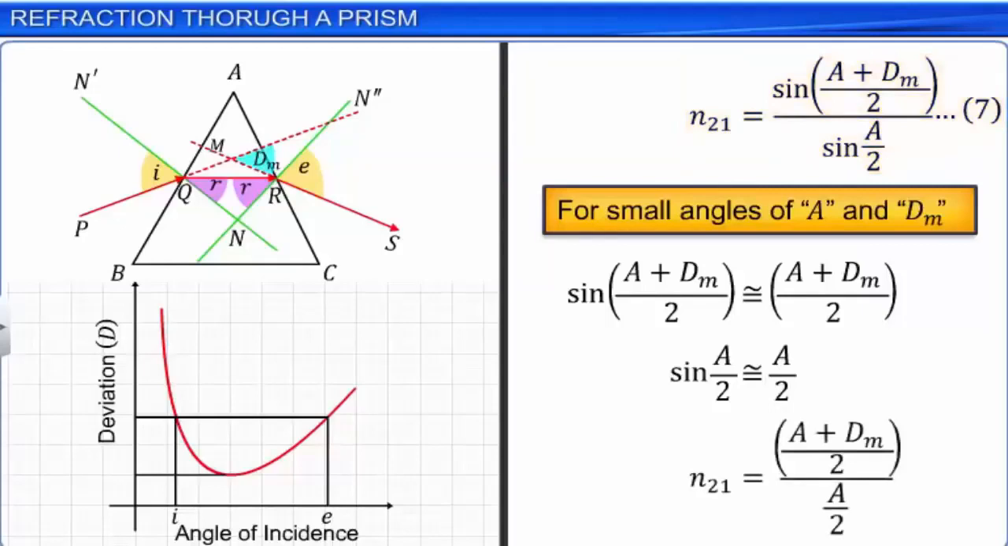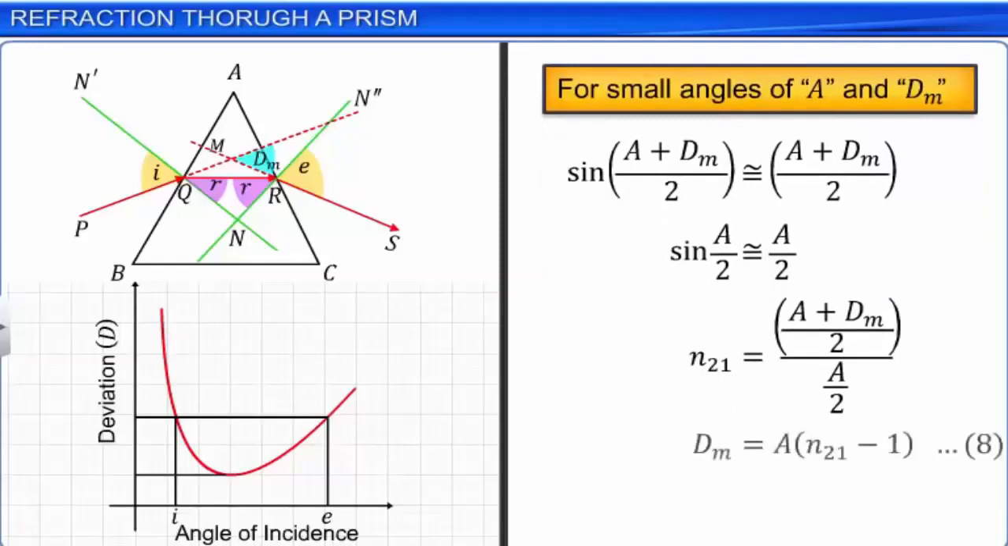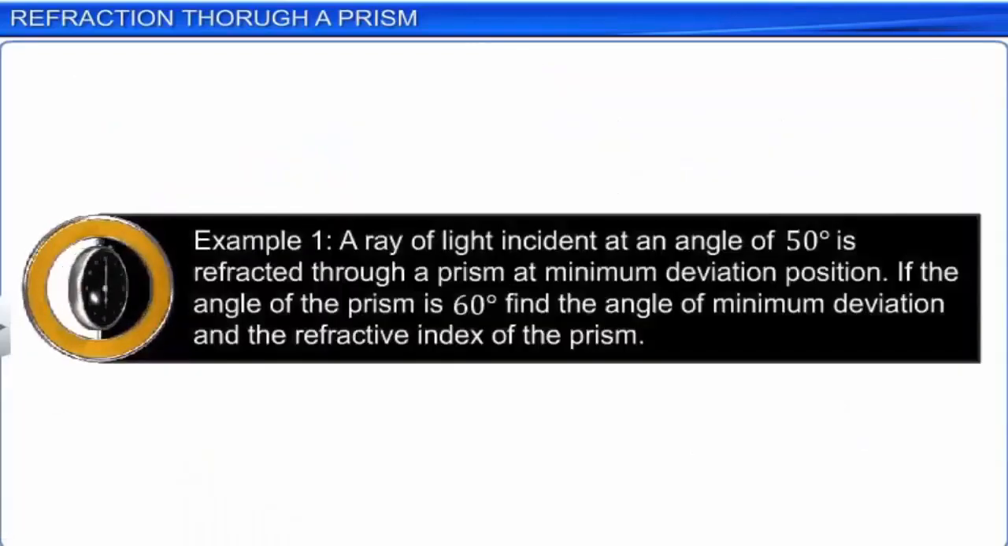Let us apply these formulae and solve some examples. Example 1. A ray of light incident at an angle of 50 degrees is refracted through a prism at the minimum deviation position. If the angle of the prism is 60 degrees, find the angle of minimum deviation and the refractive index of the prism. In this problem, it is given that I is equal to 50 degrees, A is equal to 60 degrees. The prism is at its minimum deviation position.